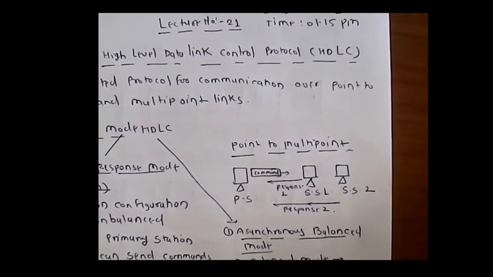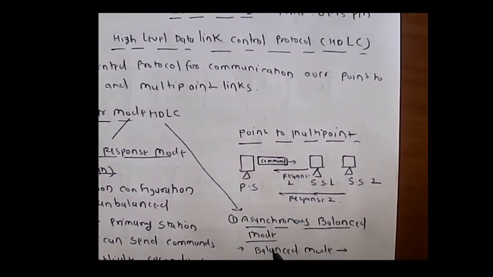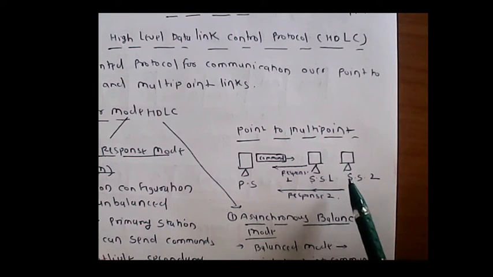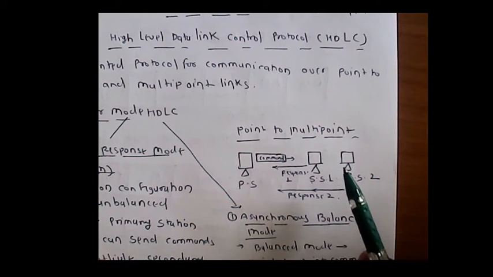And then next is point to multi-point. Here one station acts as a primary station which sends the commands, and multiple other stations act as secondary stations which respond to the command. So here is the primary station which sends the command, and here we write secondary station 1 and secondary station 2 which respond to this command. So this is the configuration of point to multi-point in normal response mode.